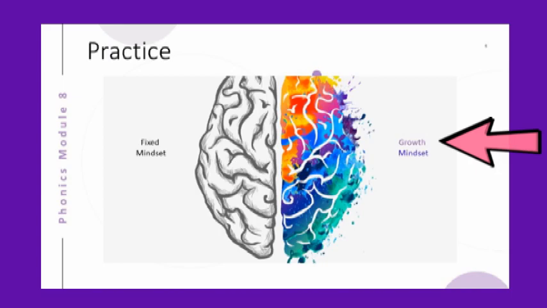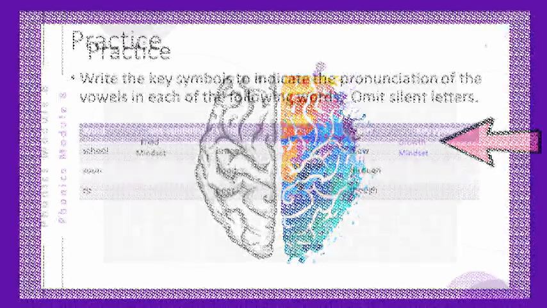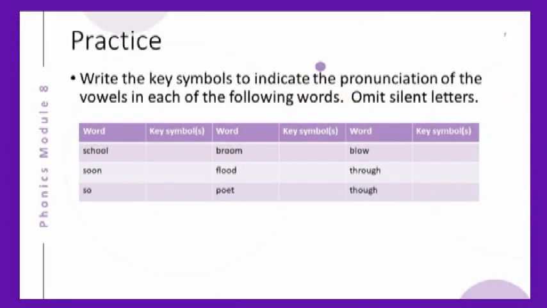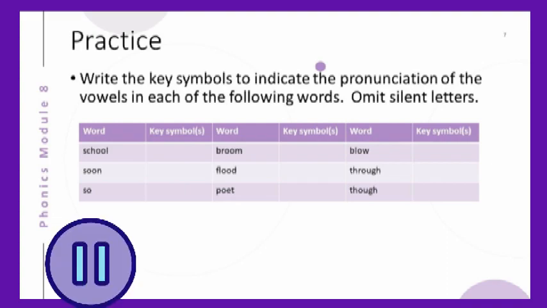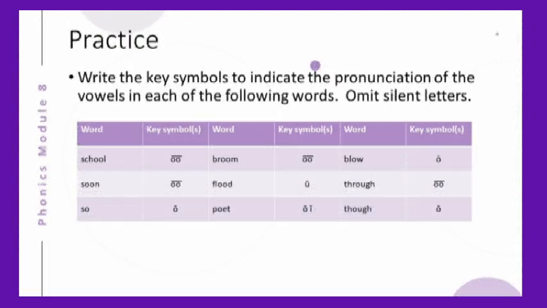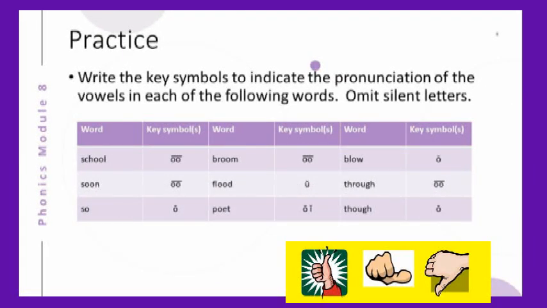Let's use your growth mindset and do some practicing. Pause this video clip and write the key symbols to identify the pronunciation of the vowels in each of the following words. You will need to pull from what you learned in the previous vowel modules. Omit silent letters. Work carefully. Here are the correct answers. Could you do it without looking?